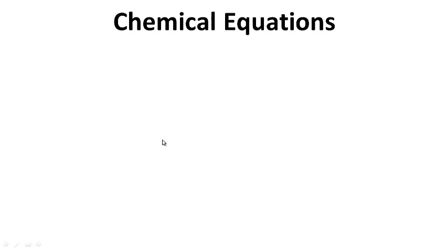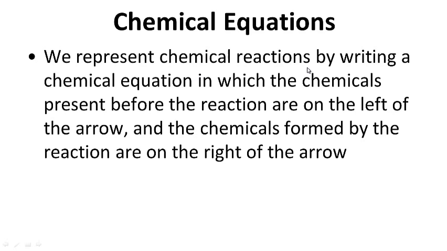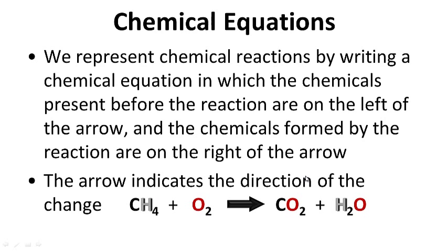All right, so chemical equations. We represent chemical reactions by writing a chemical equation in which the chemicals present before the reaction are on the left side of the arrow and the chemicals formed, the new chemicals of the reaction, are on the right side of the arrow. Okay, so the arrow indicates the direction of change. All right, so the chemicals present before the reaction here, methane and oxygen, are on the left-hand side of the chemical equation, and the new chemicals formed here are on the right side of the equation. The arrow indicates the direction of change.